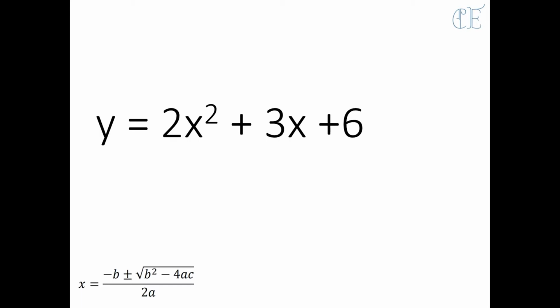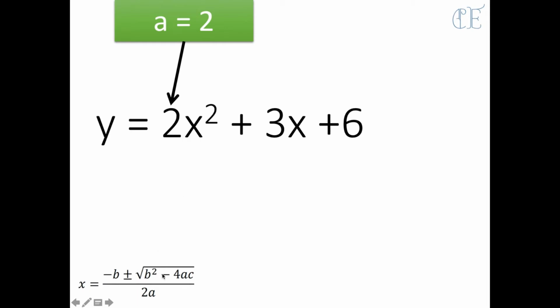Let's just go through some examples of how to do this. So we have y equals 2x squared plus 3x plus 6. And I've put the quadratic formula at the bottom here so that you can see it whilst we go through this. Now, the quadratic formula has all of these letters in that obviously don't look like any of these. So we have to give these meaning.